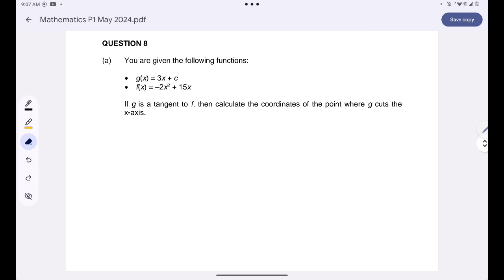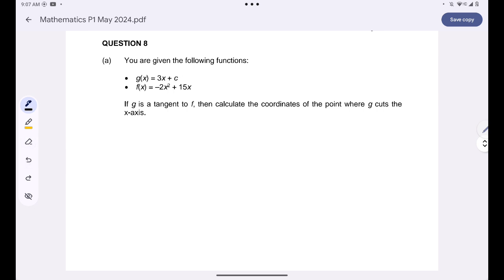Okay, question 8. You are given the following functions g and f, and we are told that g is a tangent to f. Then calculate the coordinates of the points where g cuts the x-axis. They simply want me to find the x-intercepts of g, but I cannot do that since I do not know the value of c.